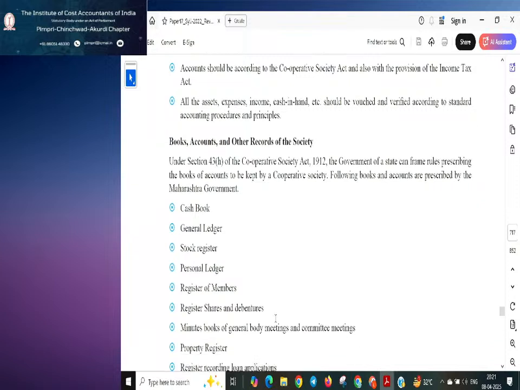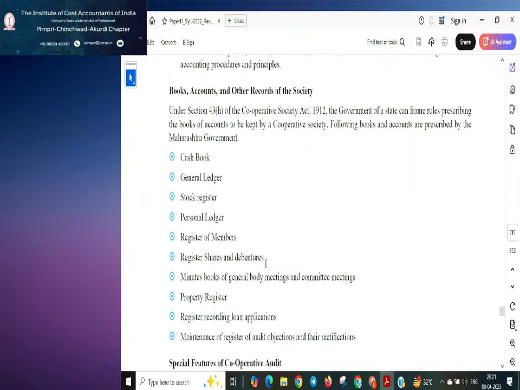Books, accounts and other records of the society. So what are the books, accounts that are prescribed by the Maharashtra government? If you see here: cash book, general ledger, stock ledger, personal ledger, register of members as was already given, register of shares and debentures, minutes book of whatever meetings are happening, property register, register regarding loan applications, processing of loan, maintenance of register of audit objections and their rectification.